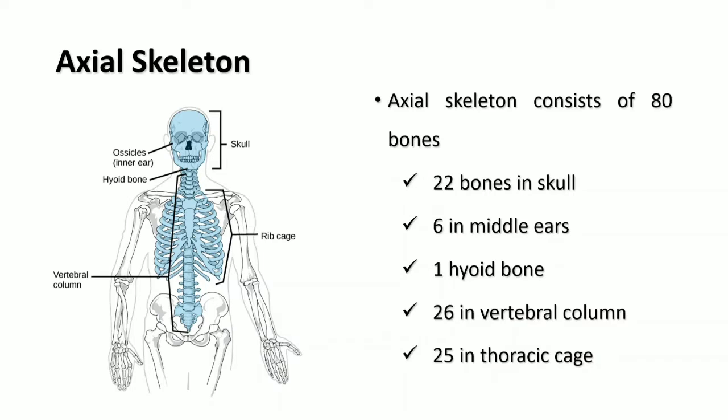This axial skeleton is composed of a total of 80 bones that you can see over here: 22 bones in the skull, 6 in the middle ear, 1 hyoid bone, 26 in the vertebral column, and 25 in the thoracic cage.